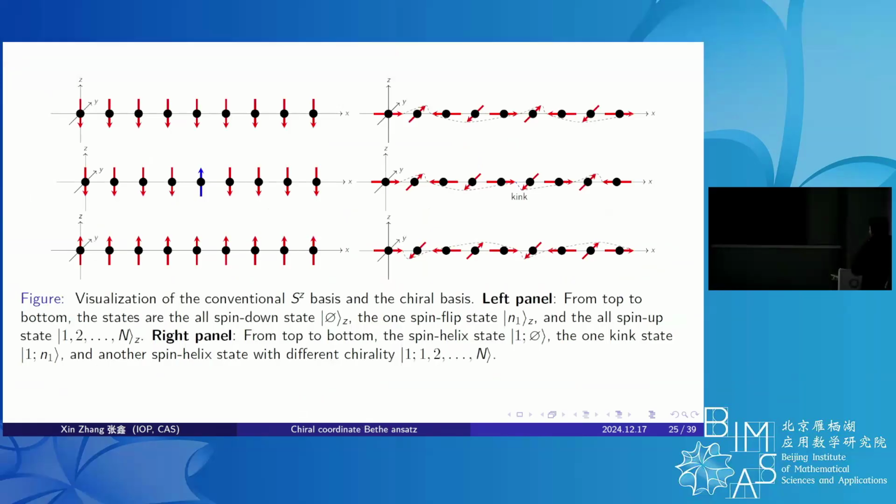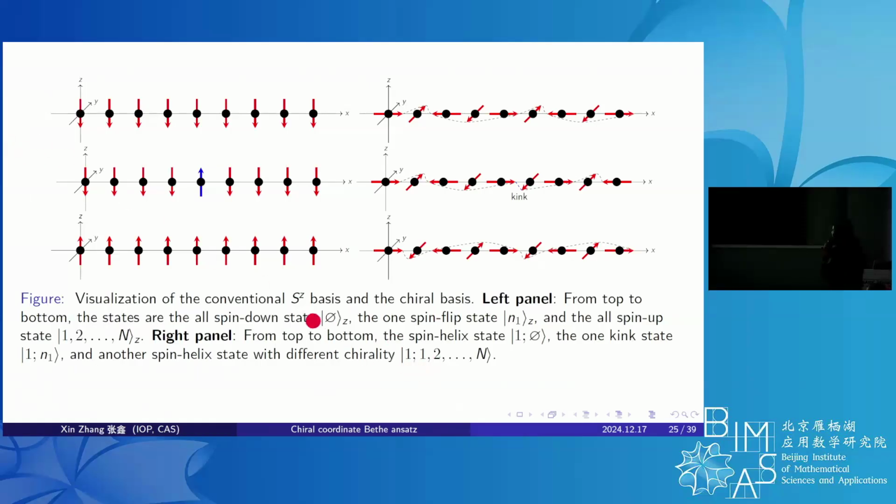So this is the plot for that. On the left panel is the famous one, what we call the SZ basis. The first one is the reference state, where all the spins are spin down. The second one is the one-spin-flip state, where this spin is flipped from spin down to spin up. And then the third one is the all-spin-up state, the state with the maximum.